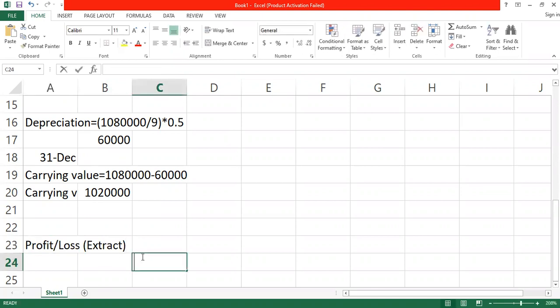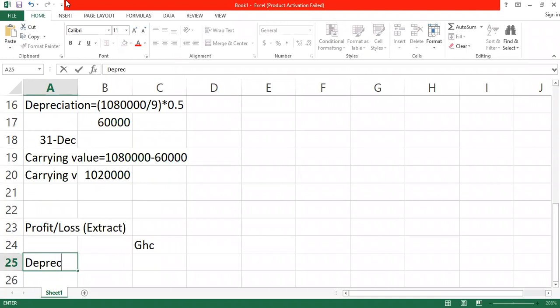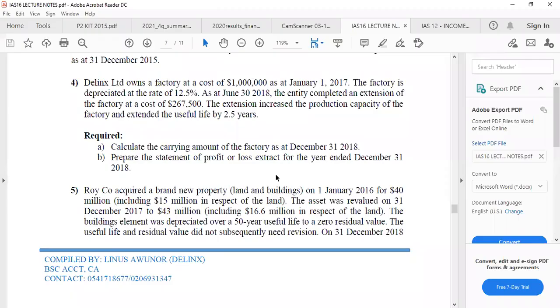So let's come here. Okay. The depreciation, what will happen? How much are we taking out of depreciation now? How much will be the depreciation? It will be the total, the 187,500 plus the 60,000. They say prepare a statement of profit or loss extract for the year ended December 31, 2018. So the first one, which is 125,000, is for 2017, which is not part of 2018.